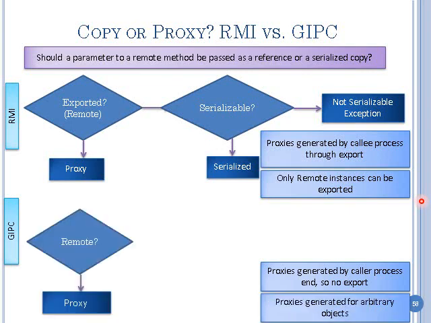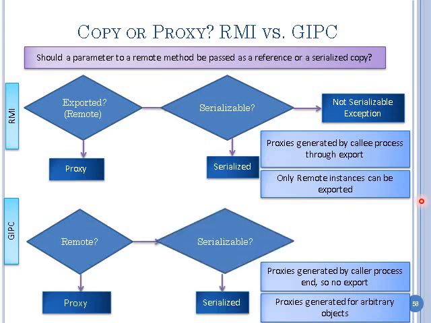Okay, GIPC: remote, get a proxy; serializable, serialized; otherwise I send a proxy. Wait. You try to generate a proxy for something that's neither remote nor serializable. You guys saw that in the very first assignment. You assume that it's remote. I don't need remote to generate proxies. I say, sure, we don't care about exceptions. Oh, that's right, because you don't check for the remote exception.